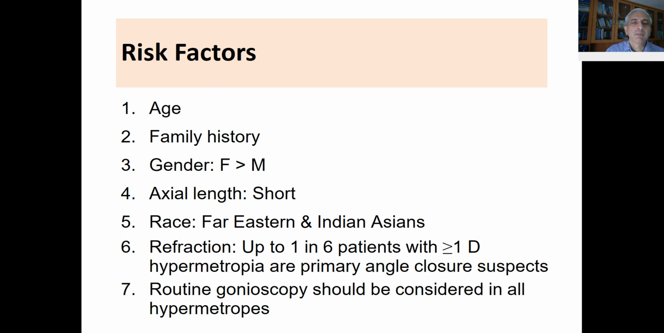Family history, people with small size eyes. Gender, female patients are more prone, and a shorter axial length, meaning the patients with one or greater than one diopter hypermetropia are more liable to get angle closure glaucoma, because when the eye is short, small in size, all the tissues are very jumbled up together. That's why the angle is narrow as well. And obviously, as opposed to open angle glaucoma, which is more common in black race or African race, this angle closure is more common in Far Eastern, Indian and Asians.